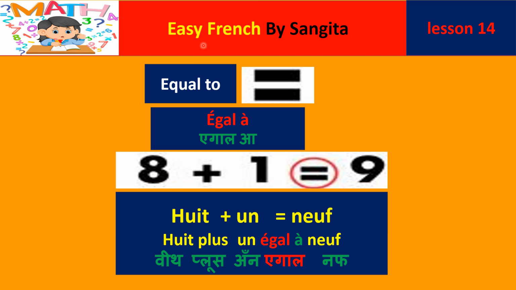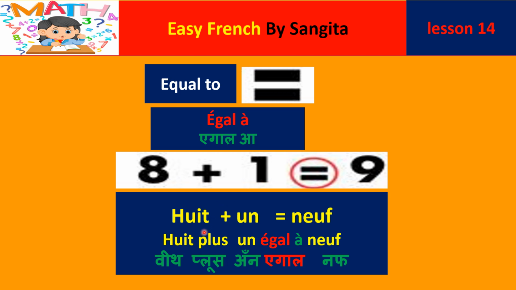So first sign is the equal sign, equal to. This is the sign. In French we say égal à. Now 8 plus 1 is equal to 9. Here 8 is huit, plus will be plus, 1 will be un, but we are going to read it as "plus un", and égal. Why am I going to read it as plus and un? Because of the vowels. I'm going to explain this in the next slide.